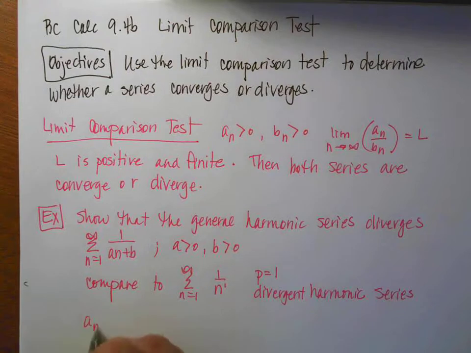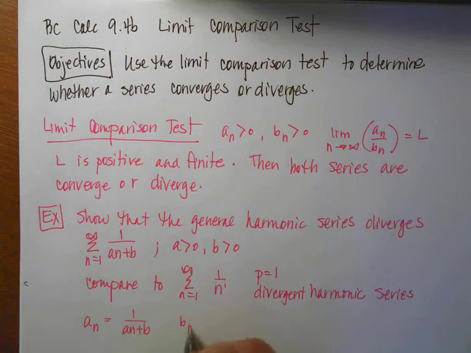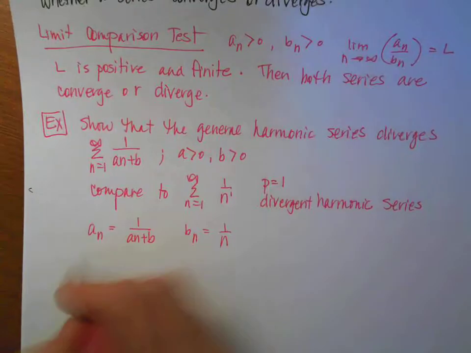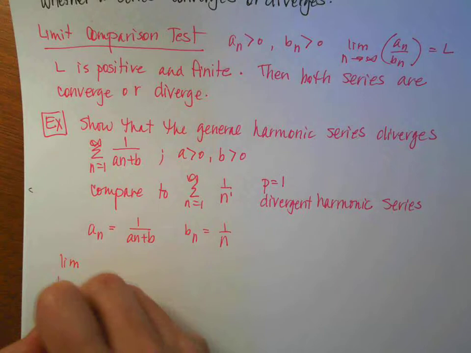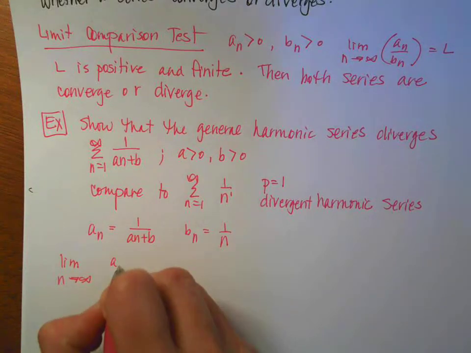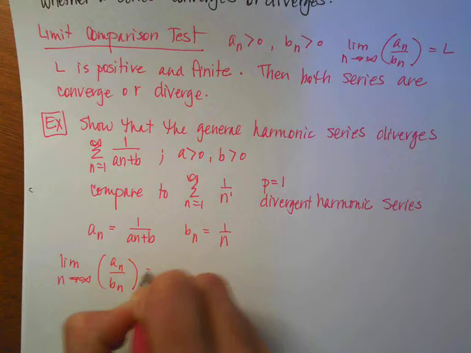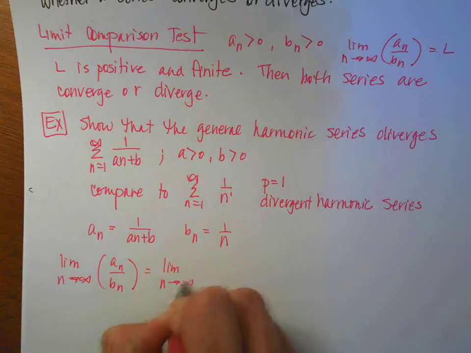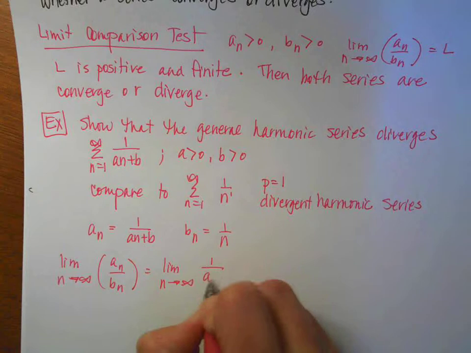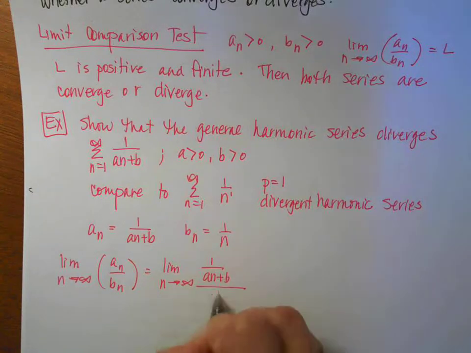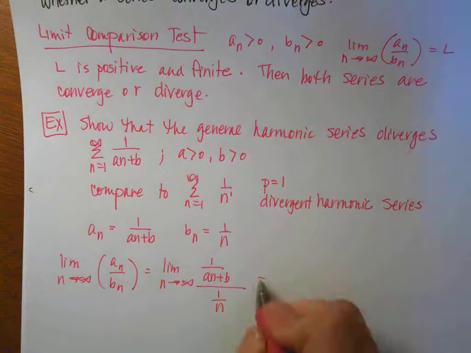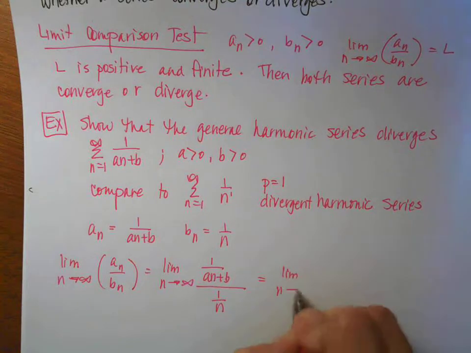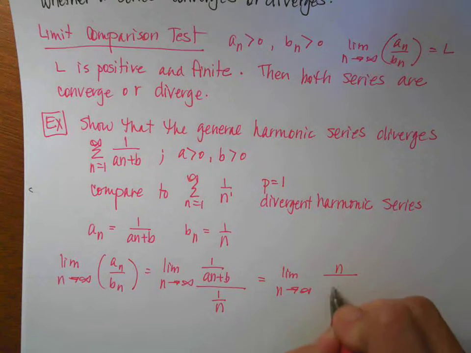So now what I'm going to do is I'm going to say a sub n is equal to 1 over a n plus b, and b sub n is going to equal 1 over n. If I do the limit as n approaches infinity of a sub n over b sub n, then this is the limit as n approaches infinity of 1 over a n plus b over 1 over n. Okay, so then this becomes the limit as n approaches infinity of n over a n plus b.